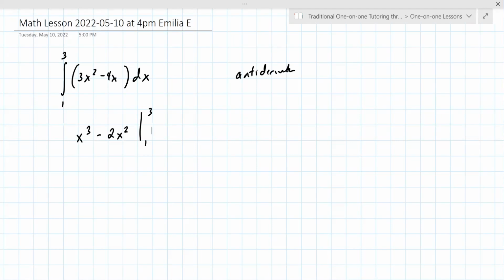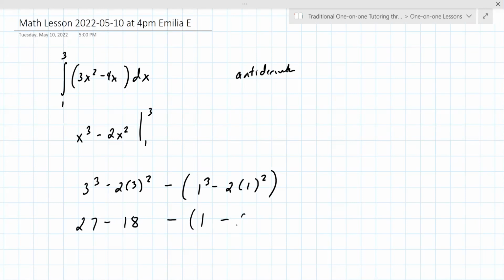1 and 3 cubed, 3 squared, minus 1. Seven. 18. 10. Yeah, that's 9 plus 1, looks like it's 10. Cool.